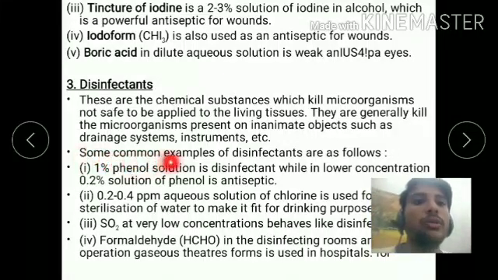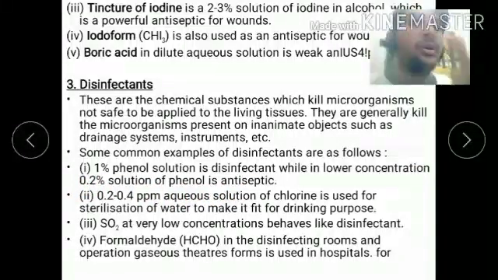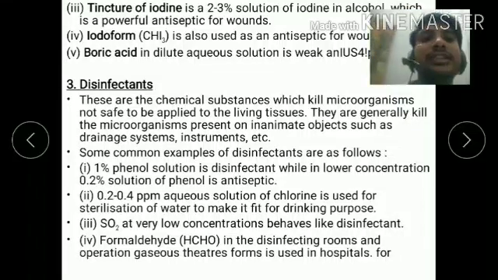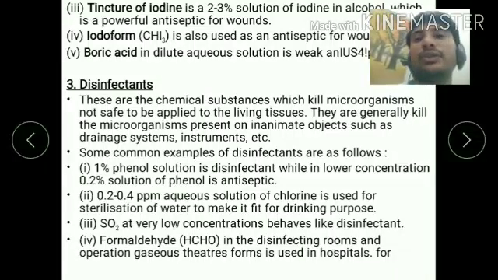Okay, some common examples of disinfectants are as follows. A 1% phenol solution is a disinfectant, while in the lower concentration, a 0.2% solution of phenol is an antiseptic. 0.2%, not 1%. A 1% solution is a disinfectant, and a 0.2% solution of phenol is the antiseptic we use.